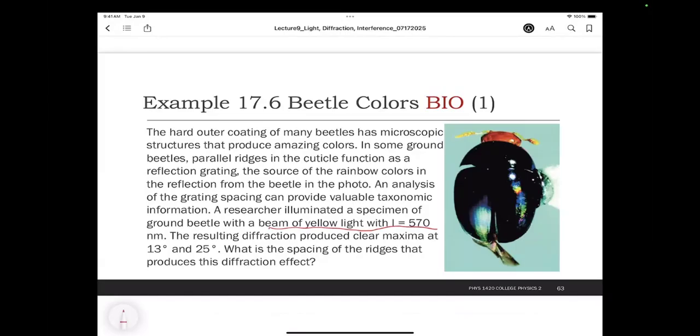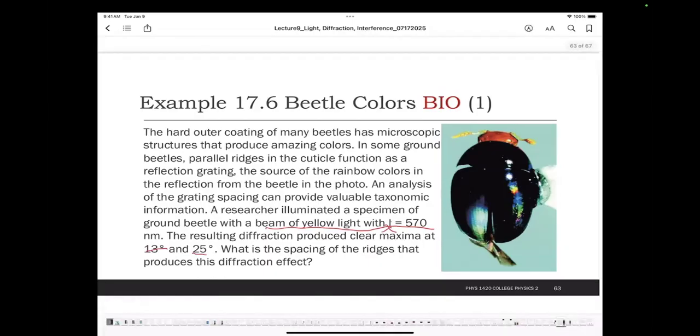500. I think this is lambda. This is wavelength 570 nanometer. The resulting diffraction produced a clear maxima at 30 degree and 25 degree. What is the spacing of the ridges that produces this diffraction effect? Let's talk about this example.